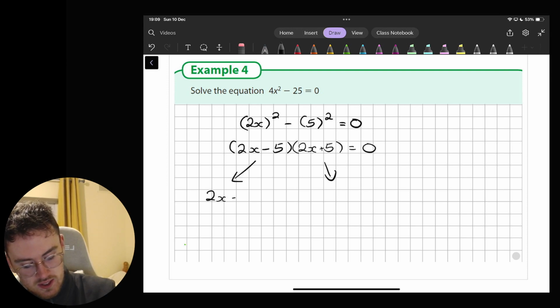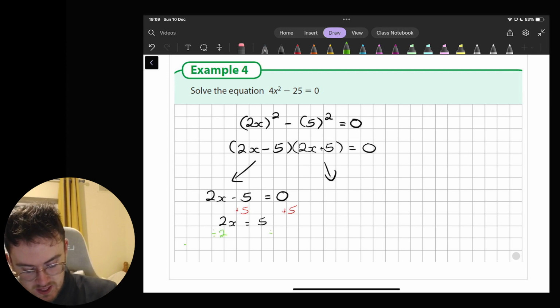So I get 2x minus 5 is equal to 0. And then adding 5 to both sides gives me 2x is equal to 5. And then we need to divide by 2. These last little steps are all linear equations, so that might be one to look back over if you're unsure of what's happening there.